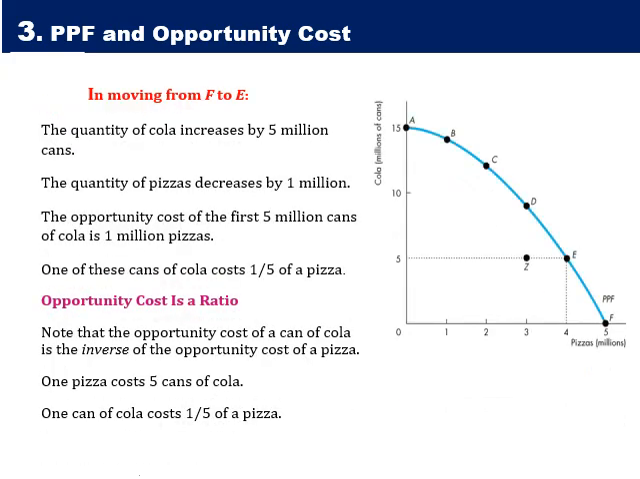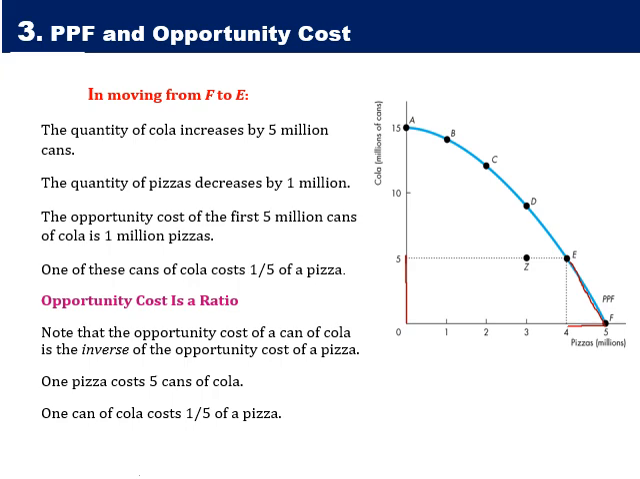Now to compute the opportunity cost of cola, we will do the opposite. For example, if we move from point F to point E on this curve, then we will find that the production of pizza decreases from 5 million to 4 million, which means that we have a decrease of 1 million pizza. And then what happens to the production of cola? We will find that the production of cola increased from 0 to 5 million cans of cola.